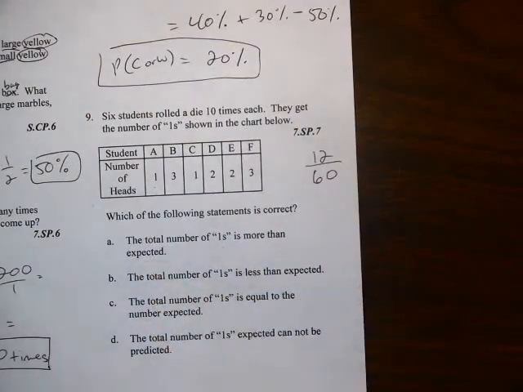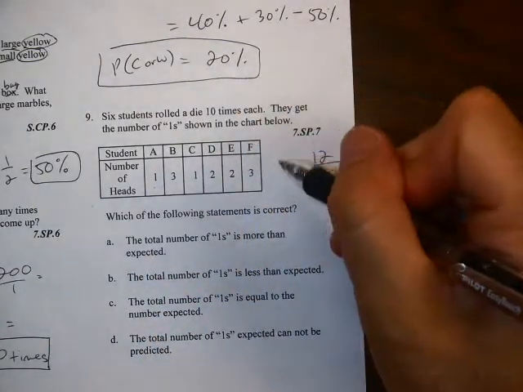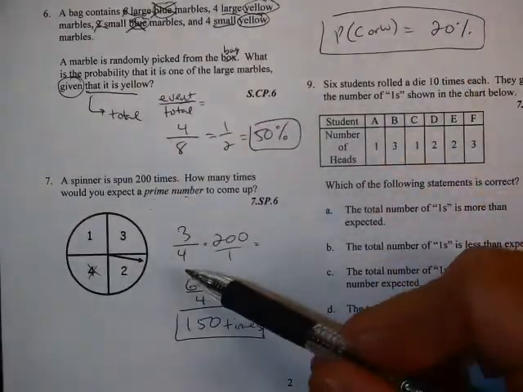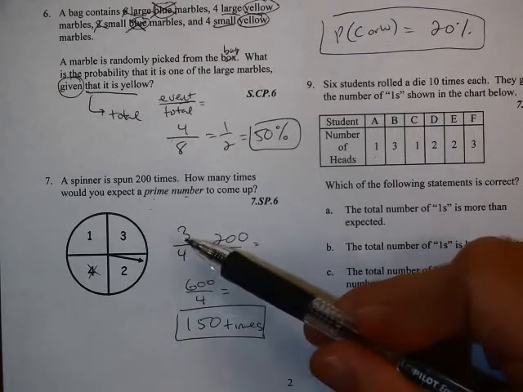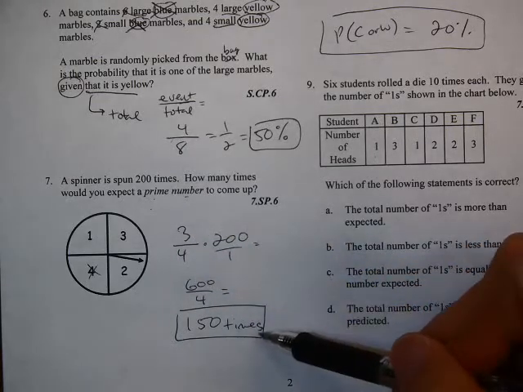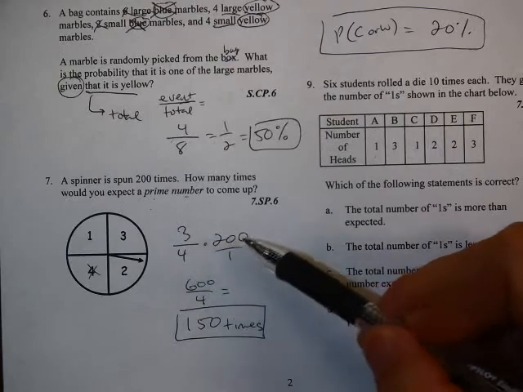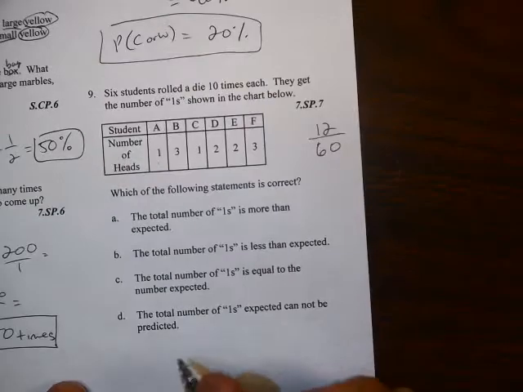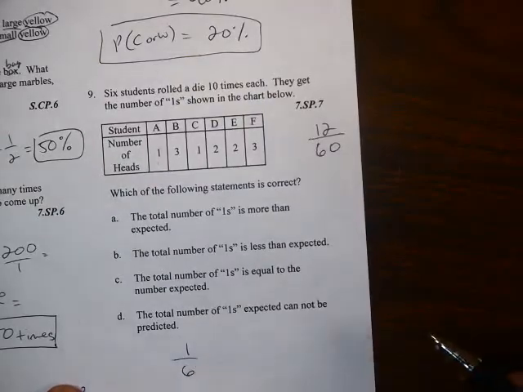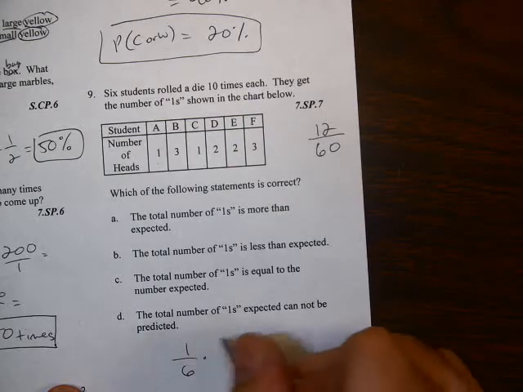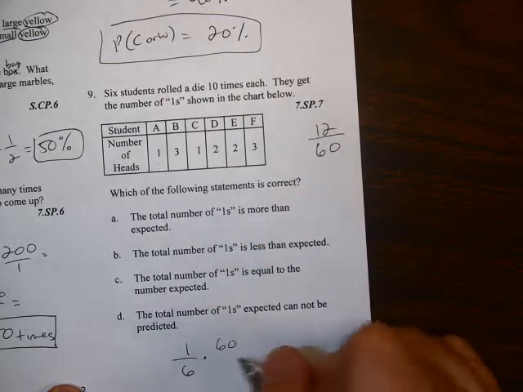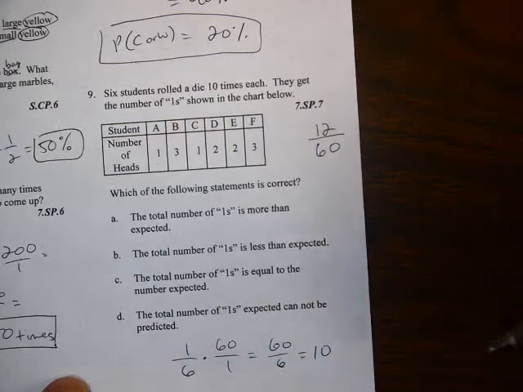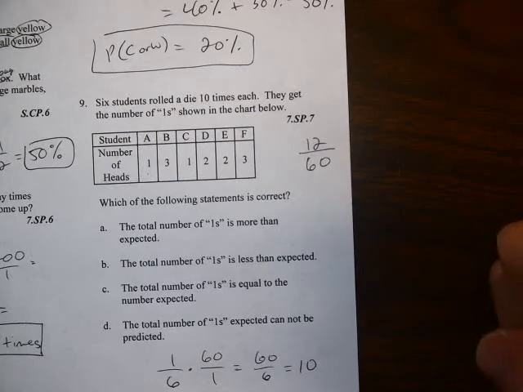Now when they talk about expected, on the dice, for the expected value, it's kind of like if we look at this spinner problem from number 7. We expected, because of this probability 3/4, that spinner to come up on a prime number 150 times, because we took the probability and multiplied by the number of spins. So here, our probability is out of the 6 sides on the die, only one has a number 1 on it. We are taking that times the total number of spins, which is 60 over 1. That's 60 over 6. So we're expecting it to land on a 1 10 times.